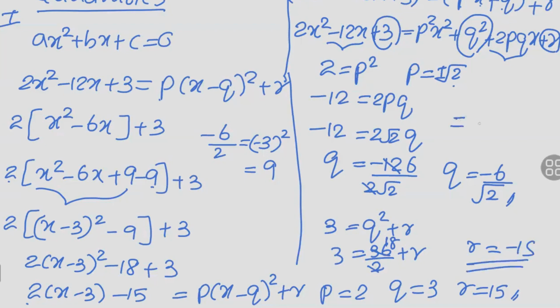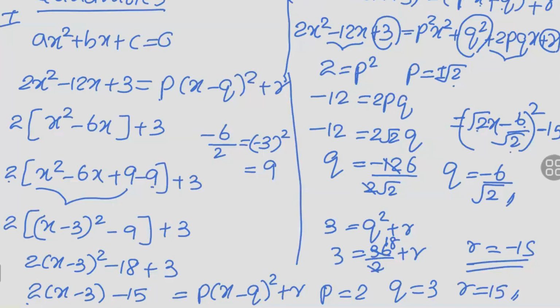P we found, root 2 x. Q we found, minus 6 over root 2, squared. R is minus 15. Either method you can apply. Once you take P inside, you can expand and see the same answer coming. Root 2x squared gives 2x squared. This over this gives 36 over 2, that is 18. This into this double gives 12x. Either method you use, they will definitely ask one question on the completing square method.